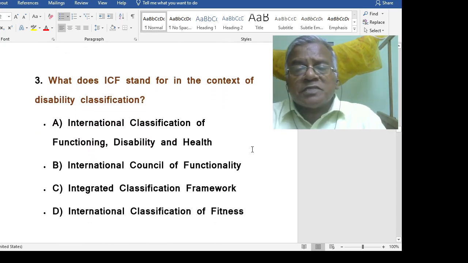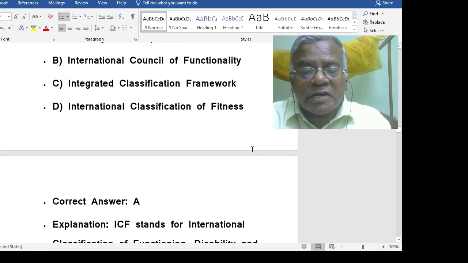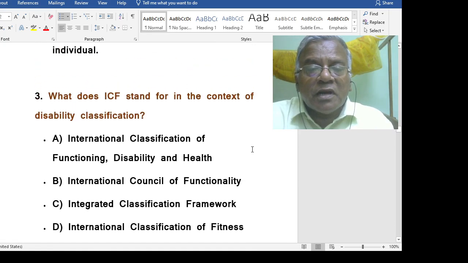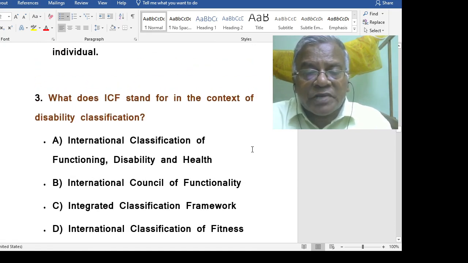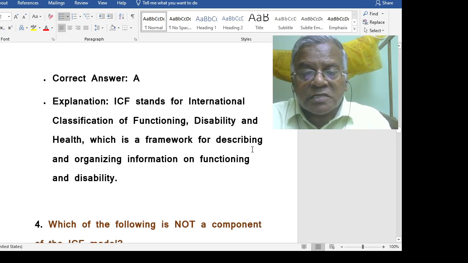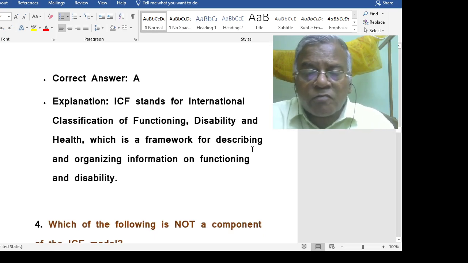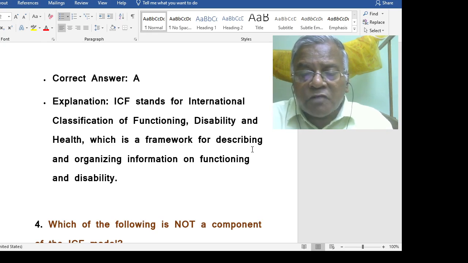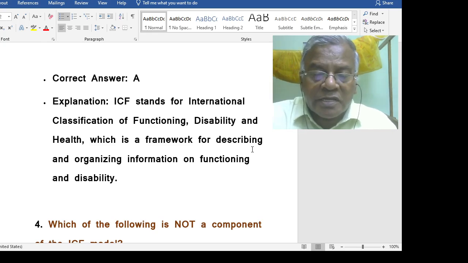What does ICF stand for in the context of disability classification? That is International Classification of Functioning, Disability and Health. That is ICF. Now ICF stands for International Classification of Functioning, Disability and Health, which is a framework for describing and organizing information on functioning and disability.